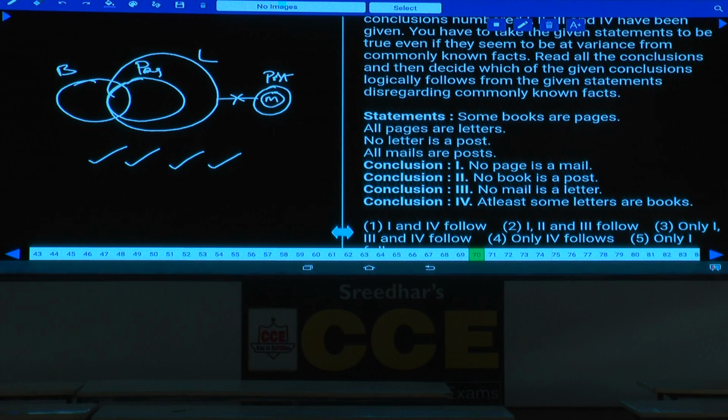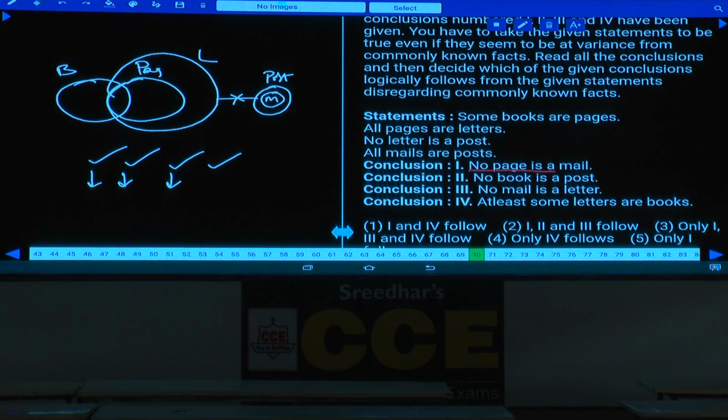Hence, among these 4 conclusions, 1, 2 and 3, all the three are negative conclusions. As these 3 negative conclusions follow, we need to find out the alternate diagram. What is the complementary pair to this one? No page is a male means now we should prove some of the pages are males.